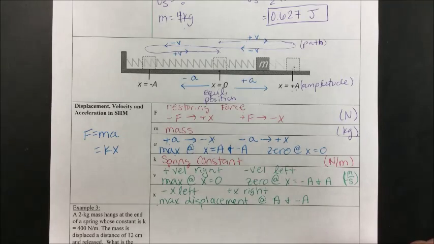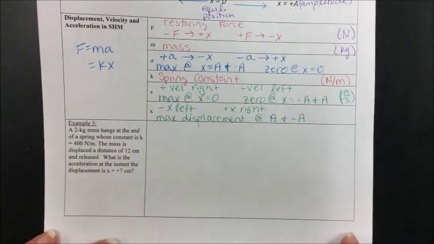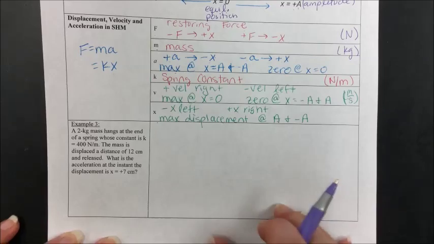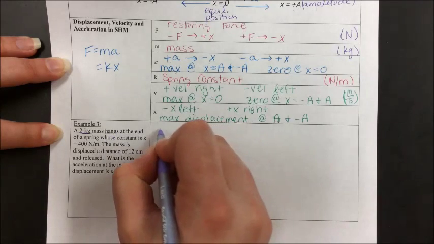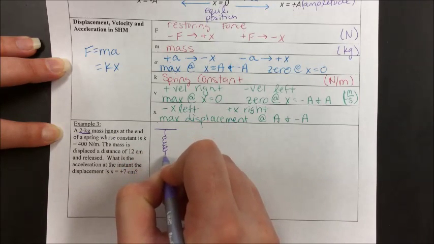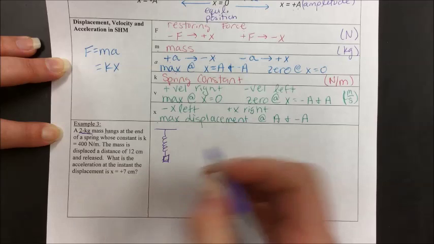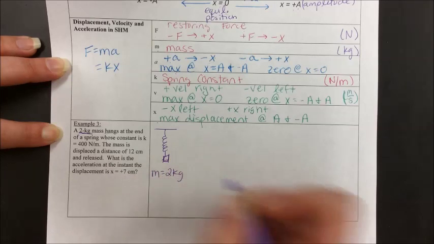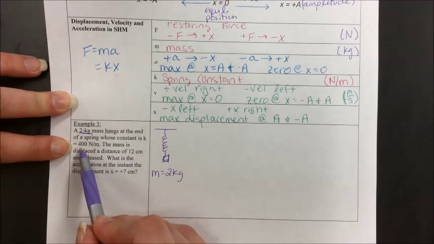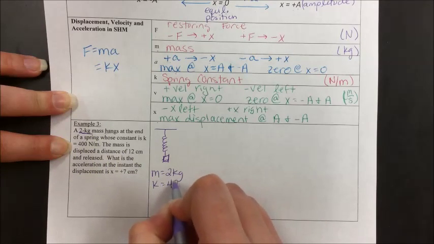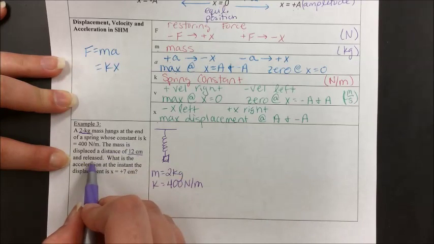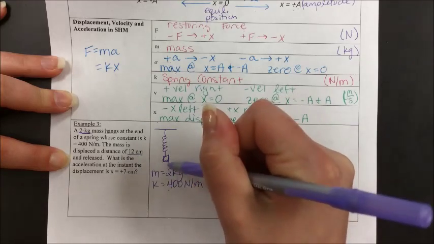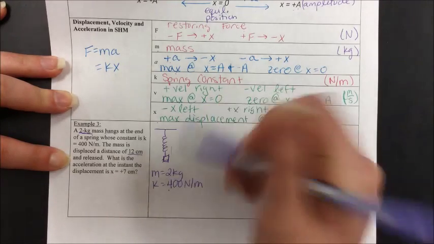So let's work through two quick problems. General setups for our simple harmonic motion. We have a 2 kilogram mass that hangs at the end of a spring, so it's hanging. So here we have our spring, and then we have the mass. We know our spring constant, and it is displaced 12 centimeters and released. So this mass is pulled downward 12 centimeters, and then it bounces up and down.